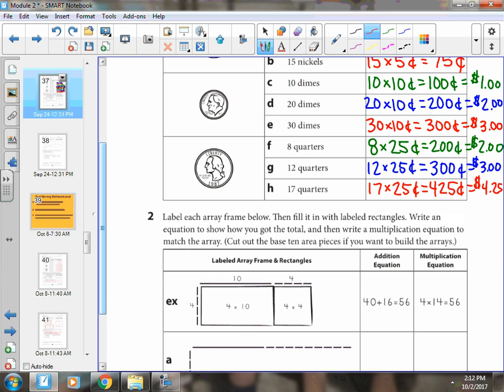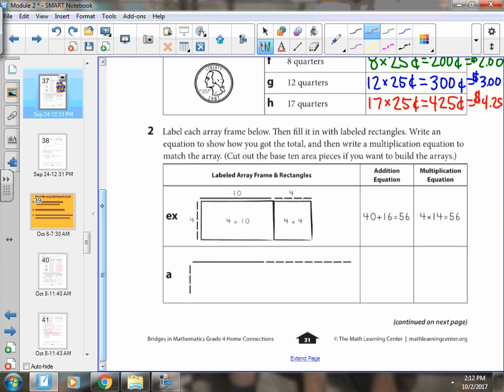Okay. Number 2, label each array frame below. Then fill it in with labeled rectangles. Write an equation to show how you got the total, and then write a multiplication equation to match the array.